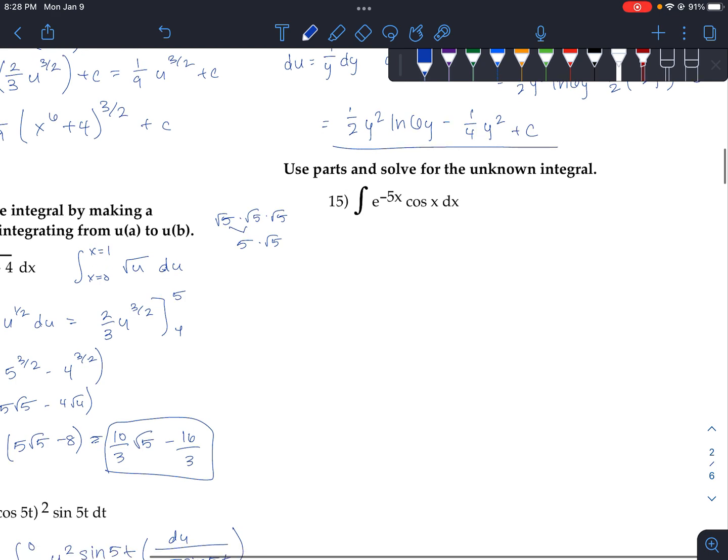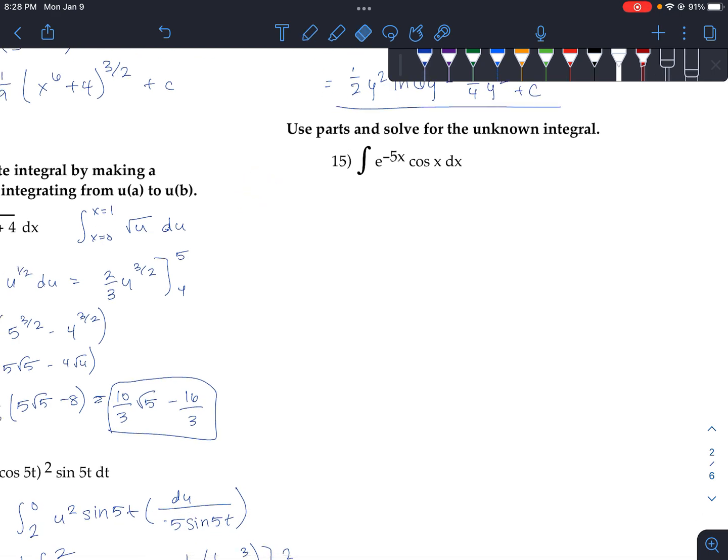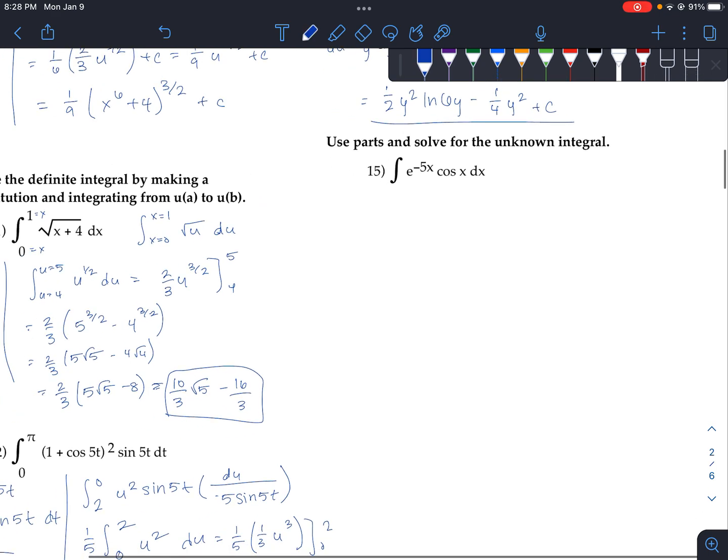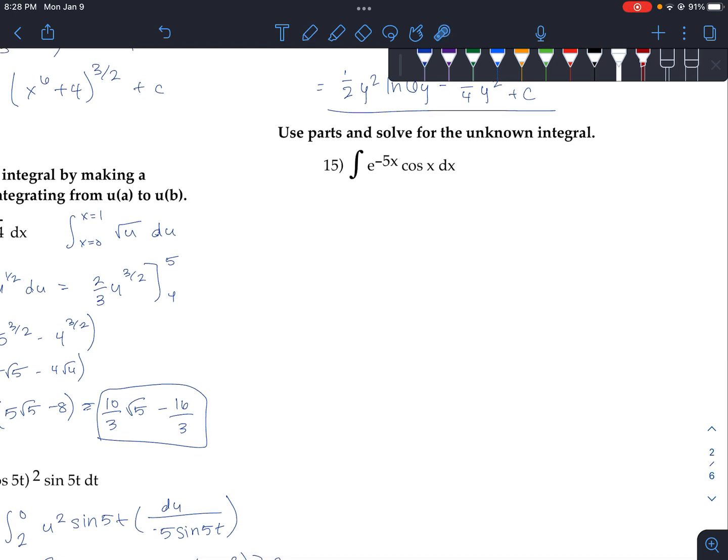Okay, now going on to this one right here. This is probably a pretty difficult problem. It's going to be using parts and solving for the unknown integral. We did a problem like this in class notes and one or two in the homework. So just so you guys know, I would review those if you want more practice.